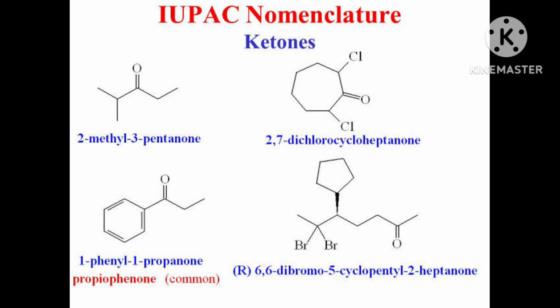What is its IUPAC name? In the place of alpha, now you can say carbon number 2. CO is the first carbon, next is the methyl group. Hence you can say 2-methylcyclohexanone. Same name, only in the place of alpha you are saying 2-methylcyclohexanone.